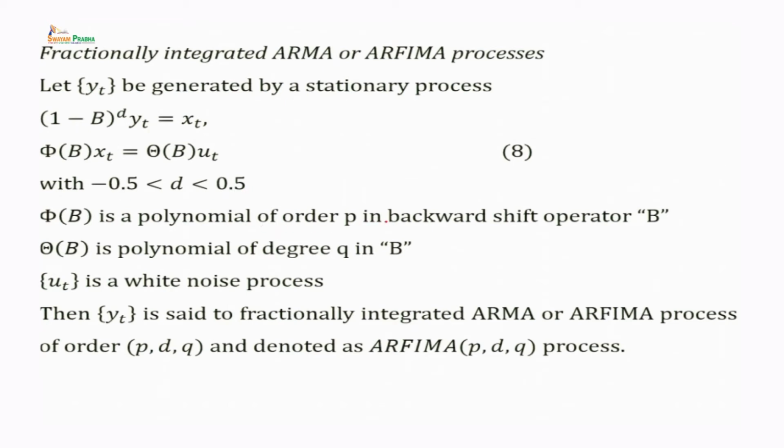Phi B is a polynomial of order p in the backward shift operator B. Theta B is a polynomial of degree q in B. U t is a white noise process. Then we say that y t is a fractionally integrated ARMA or ARFIMA process, and the order of the process is p, d, q, and we denote it by ARFIMA(p, d, q). So, this p is the AR term order, q is the MA term order, and d is the order of the fractional integration term.